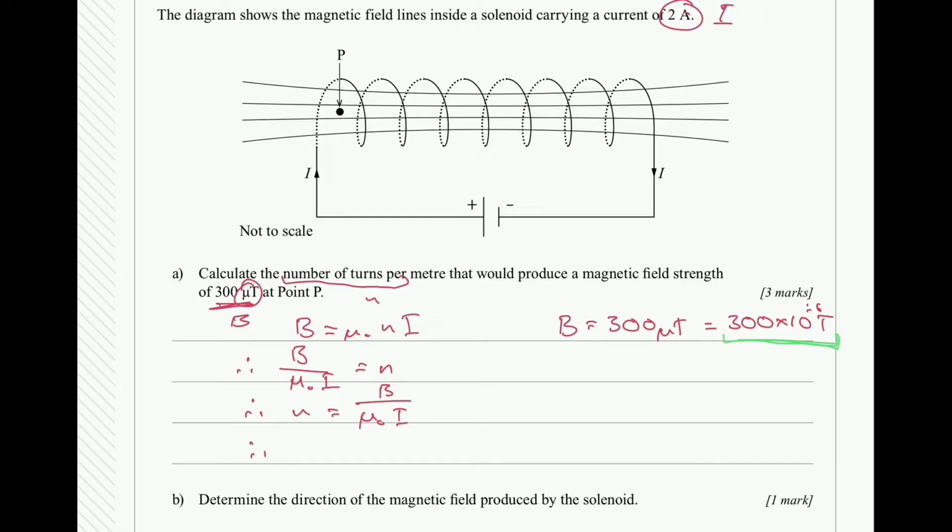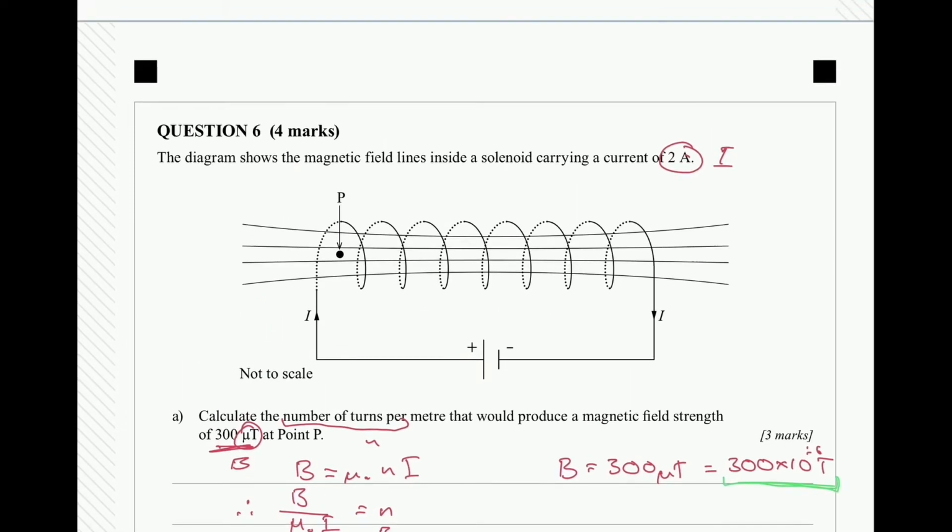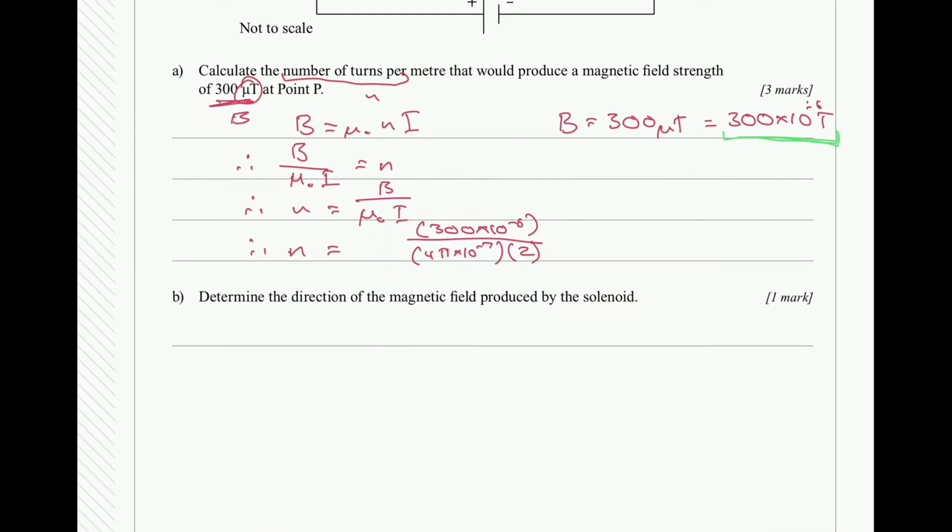All right, so continuing on, we're just at the stage of substituting in now. N, or number of turns, is going to be equal to B, which we've now decided is 300 times 10 to the negative 6, all over μ0, which is 4π times 10 to the negative 7, multiplied by 2, which is the current, 2 amps. There's no micro or anything like that. That ends up getting us 119 turns.